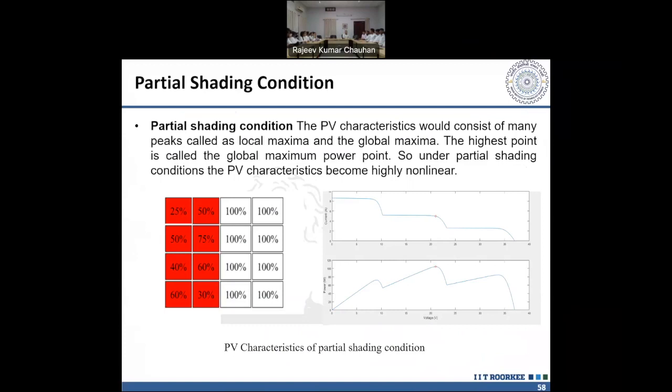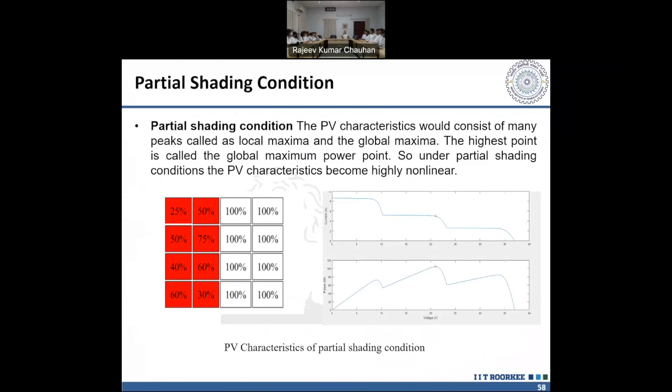For the different partial shading conditions, what we do is divide this whole region into different sections, and see how this is changing. There is a duty cycle. Duty cycle, you understand? Yes. Time to do your duty.